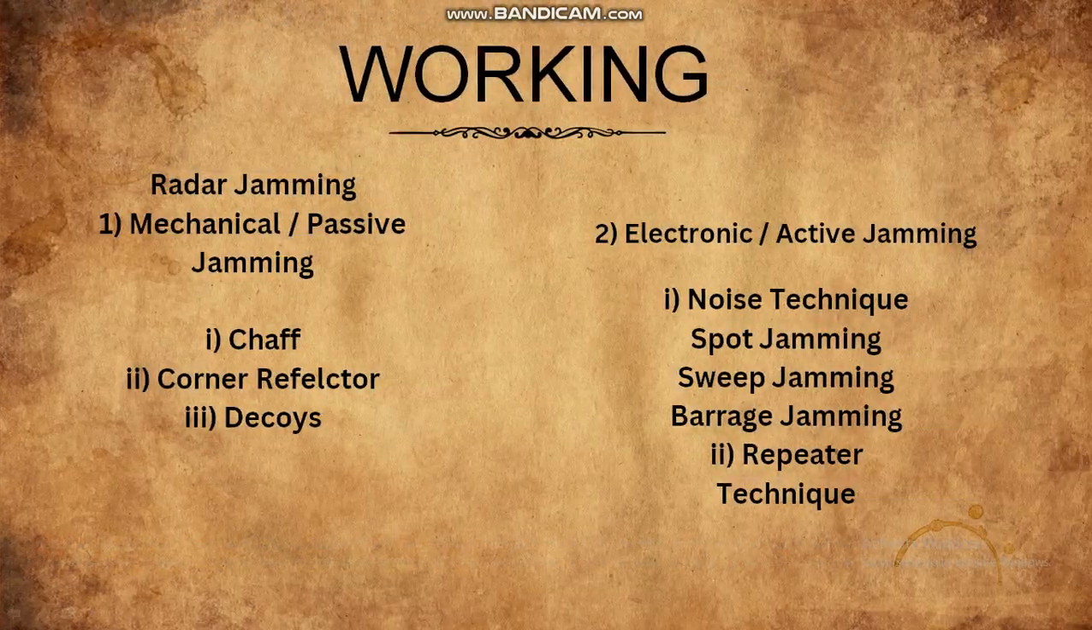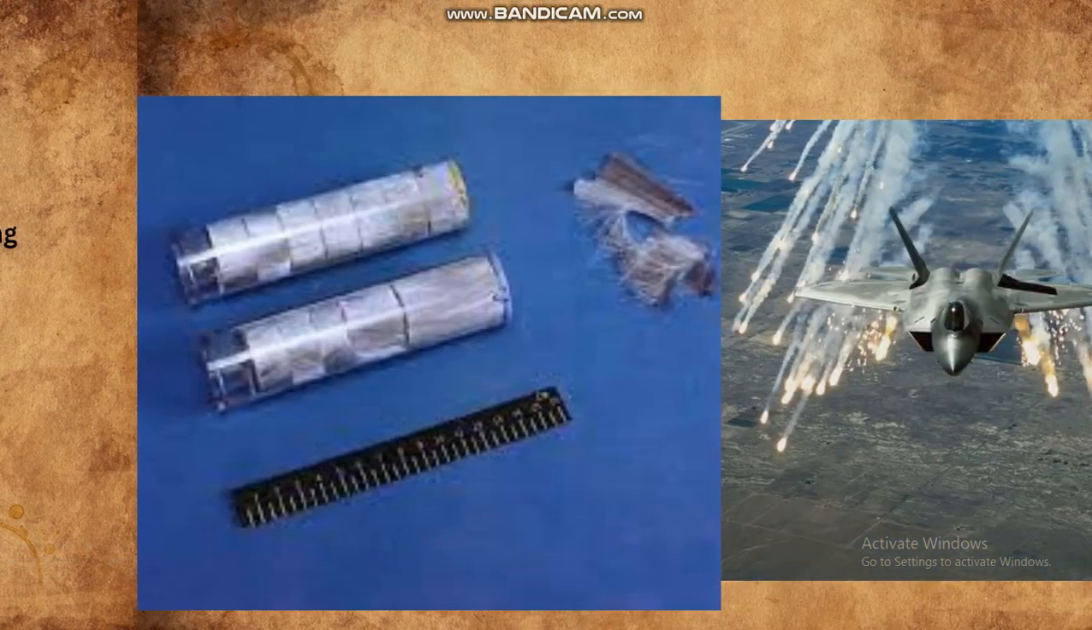What is the process of jamming? There are two types of jamming: mechanical jamming and electronic jamming. In mechanical or passive jamming, we use hardware components, physical devices, such as chaff, corner reflectors, and decoys. These are hardware devices used for sending false information to enemies. This is very crucial and important in jamming.